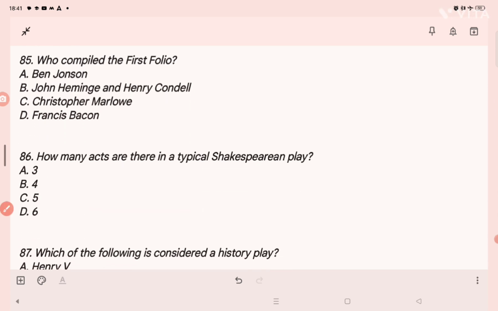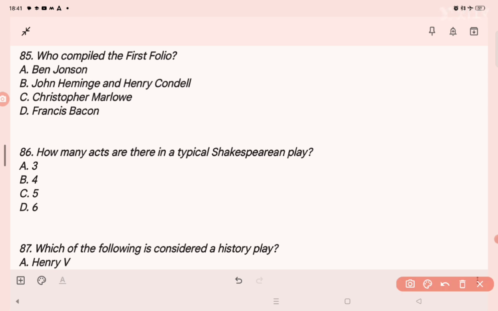Who compiled the First Folio? Option B. Heminges and Condell. The First Folio was compiled by Shakespeare's friends and fellow actors Heminges and Condell and published in 1623. How many acts are there in a typical Shakespearean play? Option C. 5. Most Shakespearean plays are structured into 5 acts.